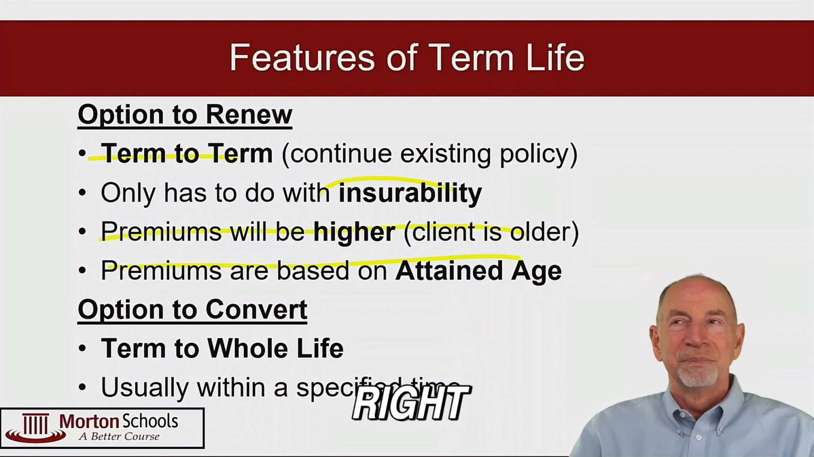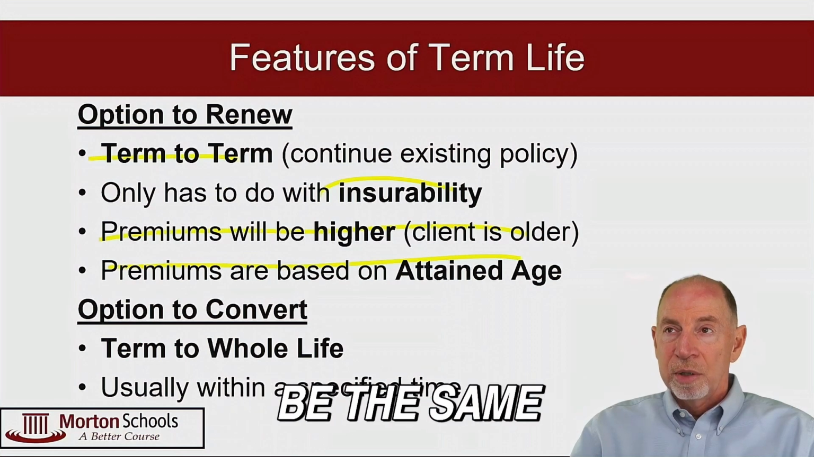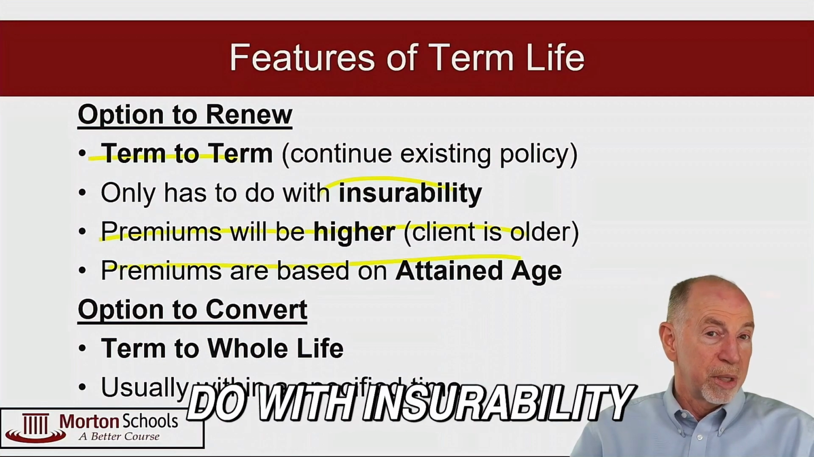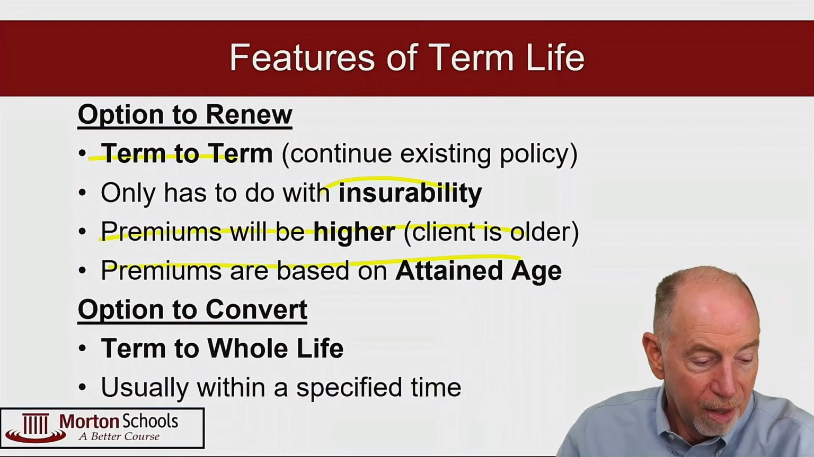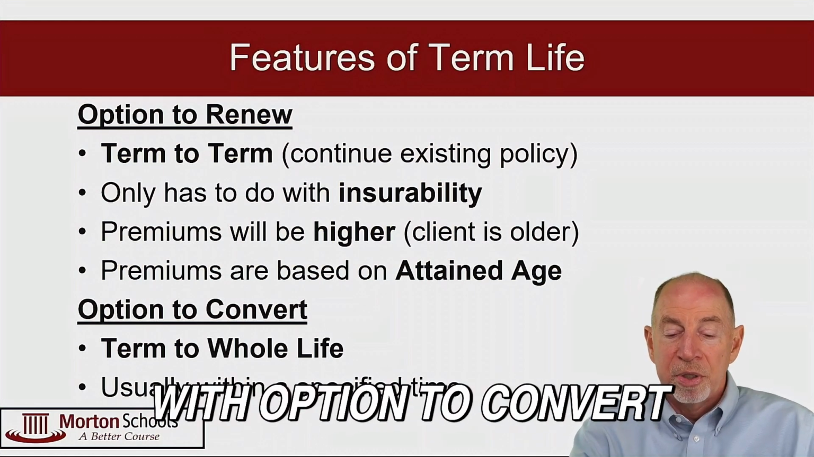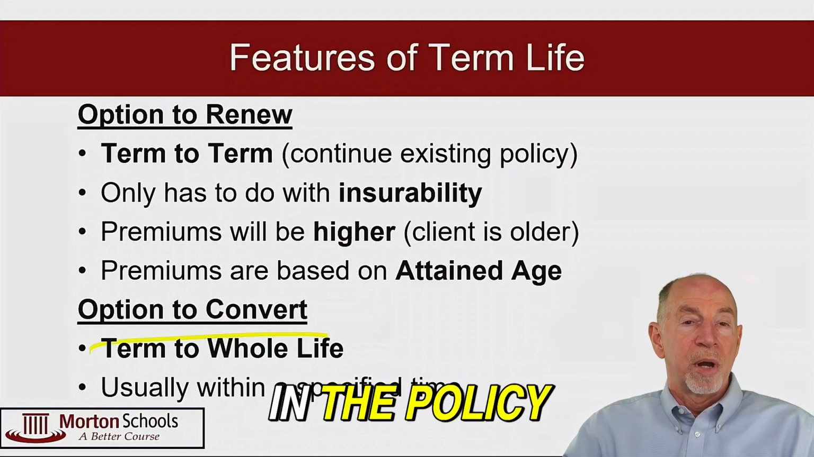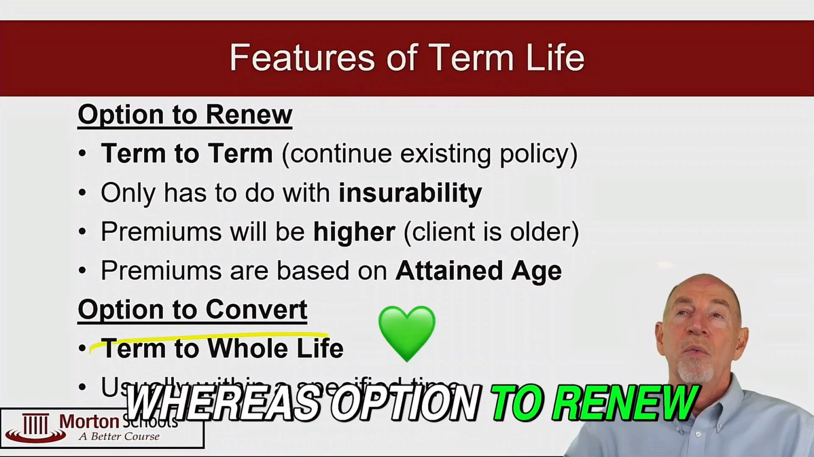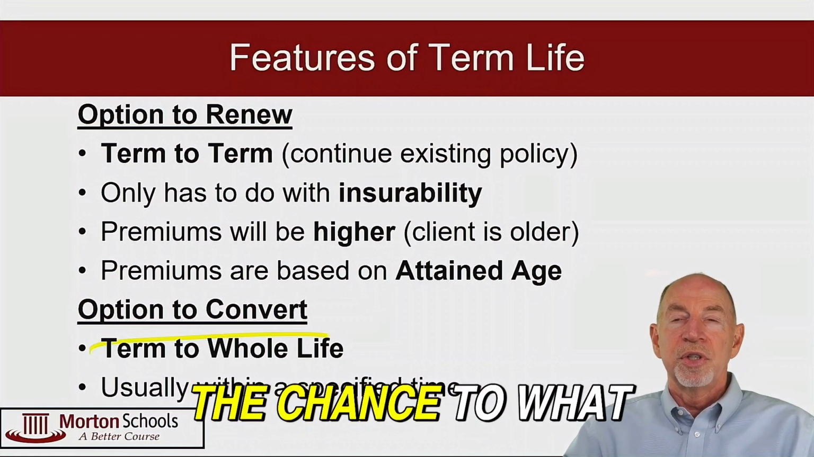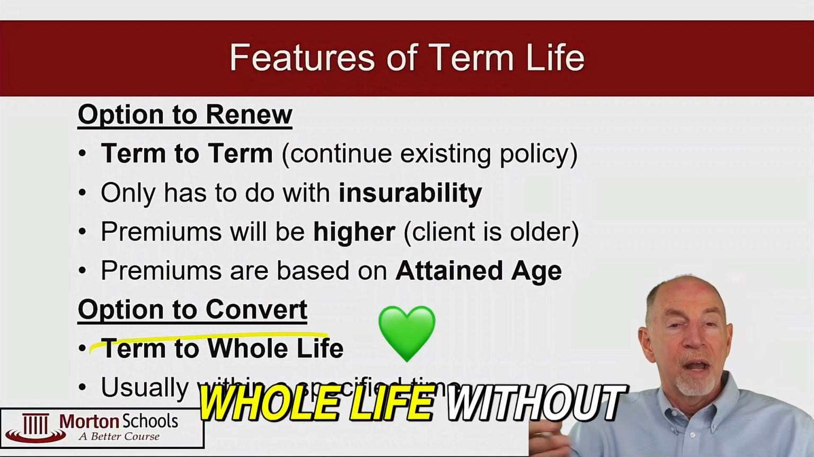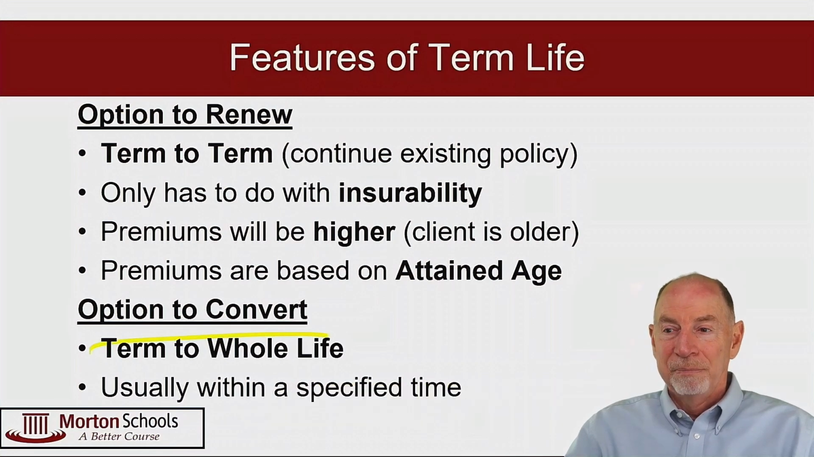Make sense? All right. So, option to renew, face amount and the length of time is going to be the same. It only has to do with insurability, which means you're only going to do it if there's a health issue. Now, we also have option to convert. Here we're going from term to whole life. This is early on in the policy, the first 5 years, the first 10 years of the policy, whereas option to renew is going to happen at the very end of that policy. But this gives you the chance to go from term to whole life without, once again, insurability, without having to take a medical test. Okay?